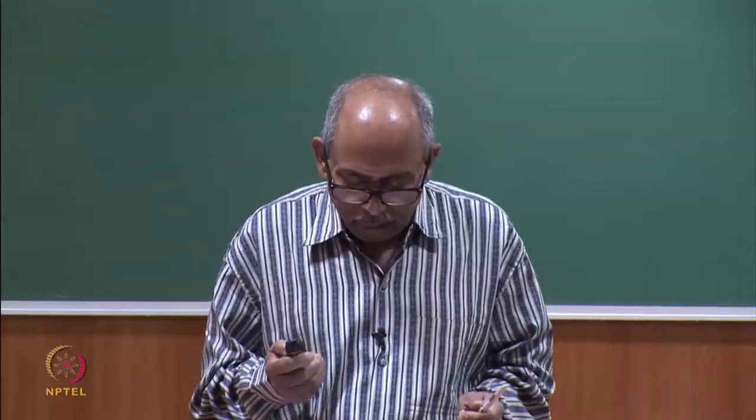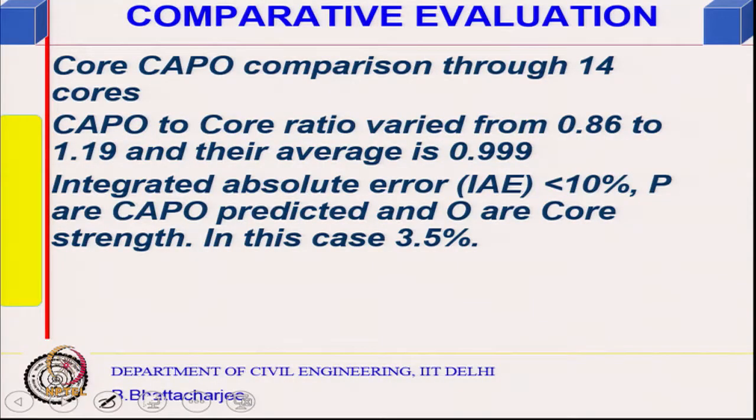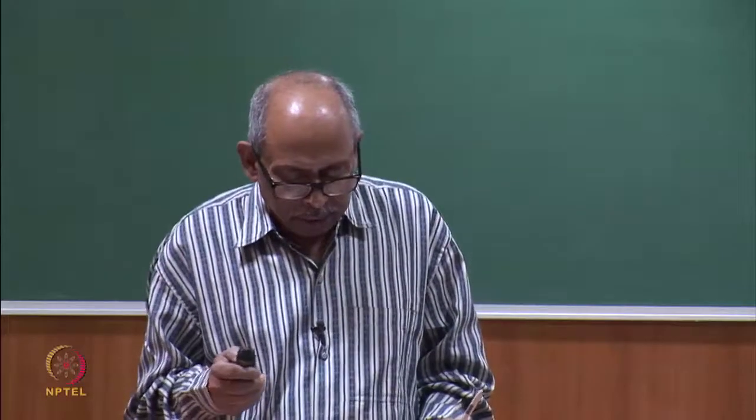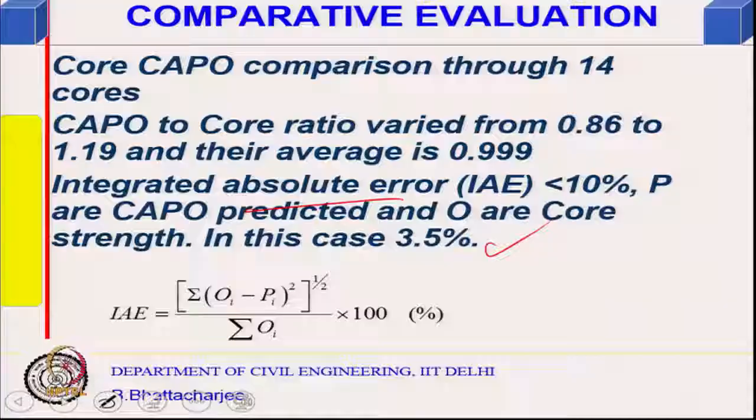So, capo correlated; there are three types of statistical tests. We looked at the integral absolute error for all of them against the core. We found that this is reasonably good. Capo gives you a reasonable understanding of the in situ strength, that is one thing. They used that integrated absolute error to find out whether capo and core match or not.